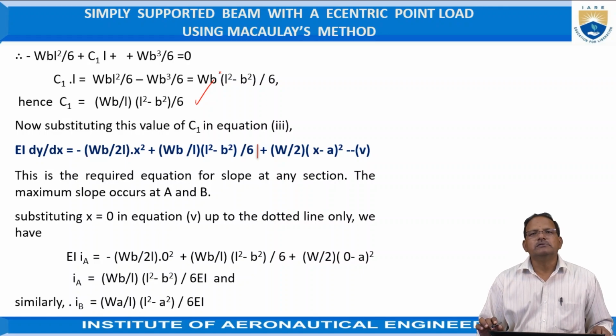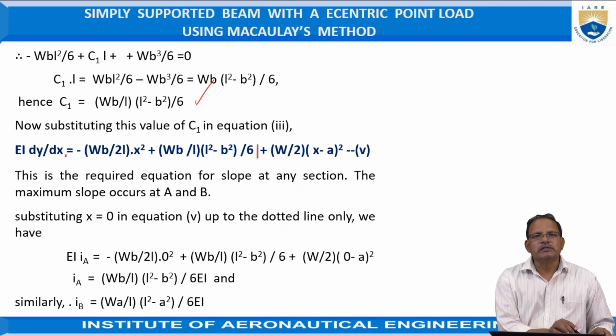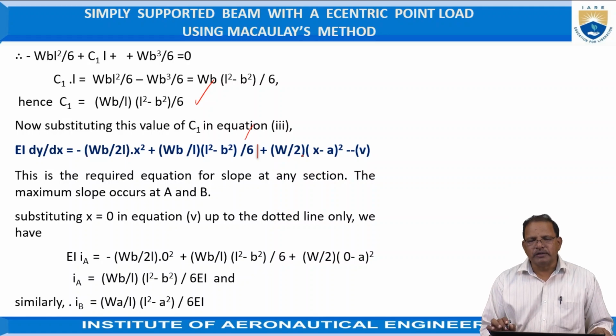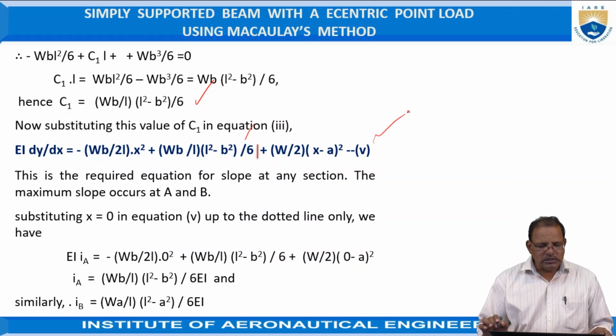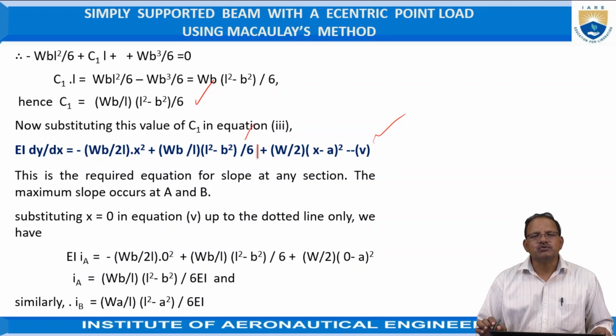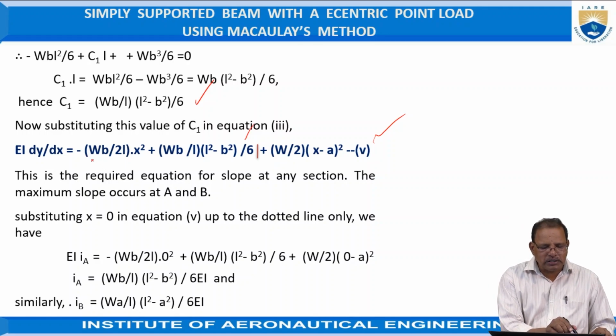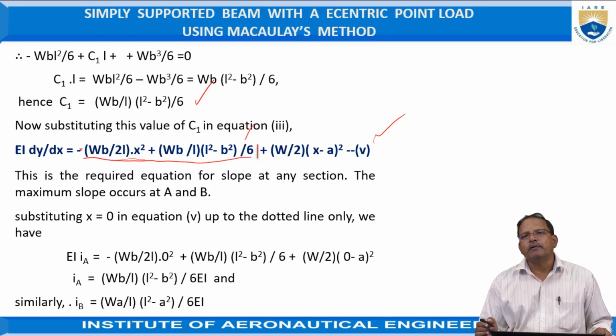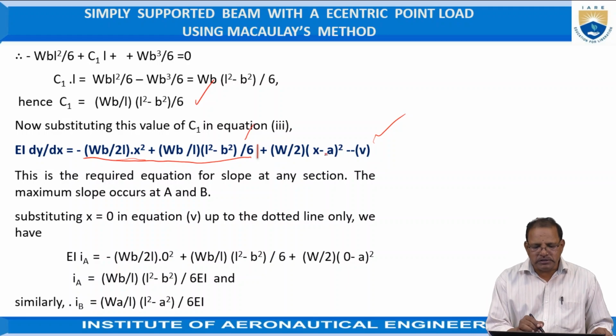Now substitute the value of C1 in equation number 3. We get EI dy/dx is equal to minus WB by 2L x square plus WB by L (L square minus b square) divided by 6 plus W by 2 (x minus a) whole square. This is the required equation for determination of slope at any point on the section. If the considered point is between A and C, we have to consider the terms which lie up to the dotted line. If the point lies beyond the point C, where the load is acting, we have to consider the entire equation.